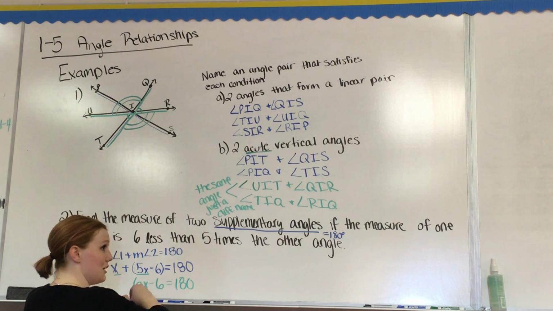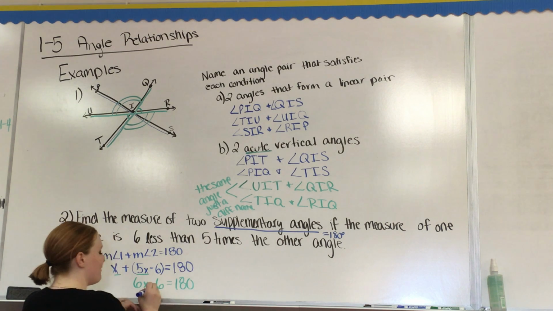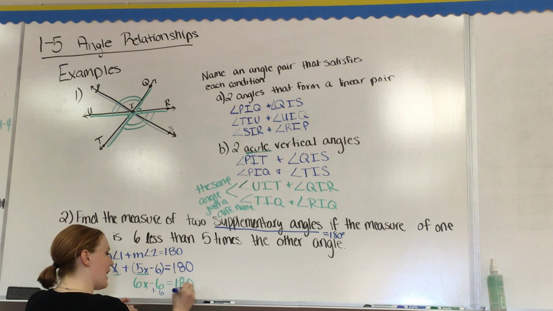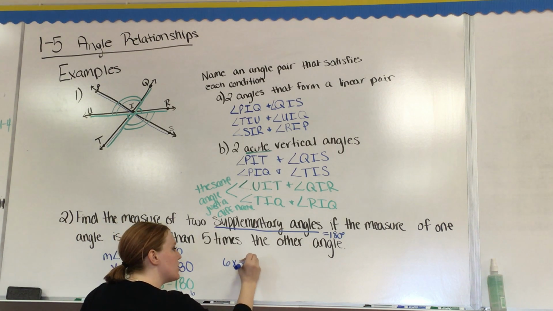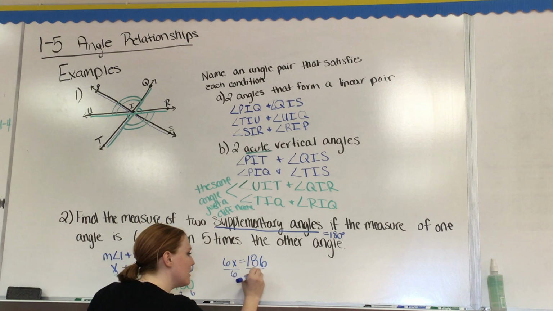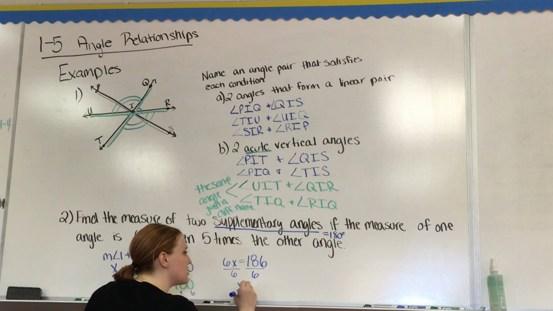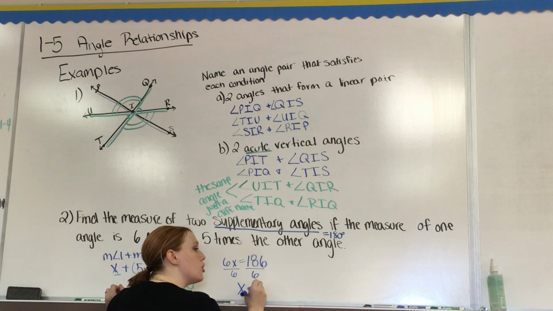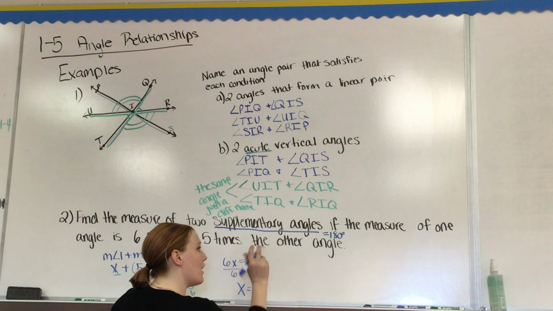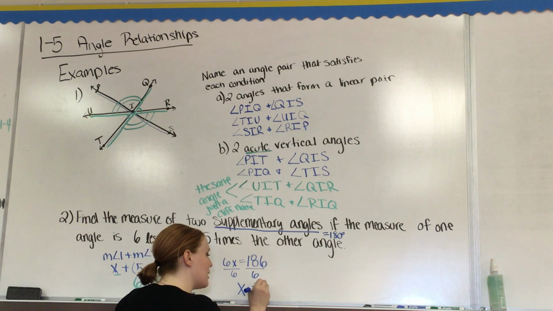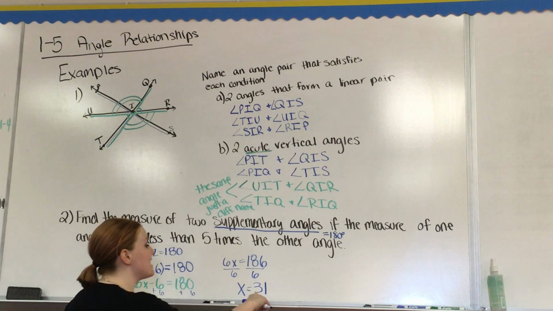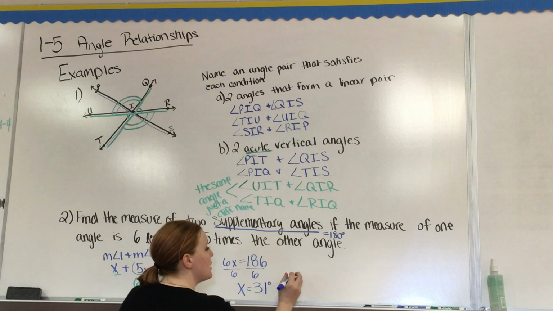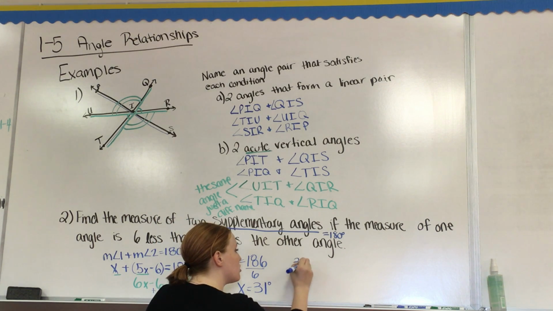I'm running out of room here, so I'm going to bump up here. So I'm going to first add 6 to both sides. So 6x equals 186. Divide by 6. And x equals, 6 goes into 18 3 times. No leftovers. So 6 goes into 6 how many times? 1. So angle x is 31 degrees. So we can say 31 degrees is one angle.